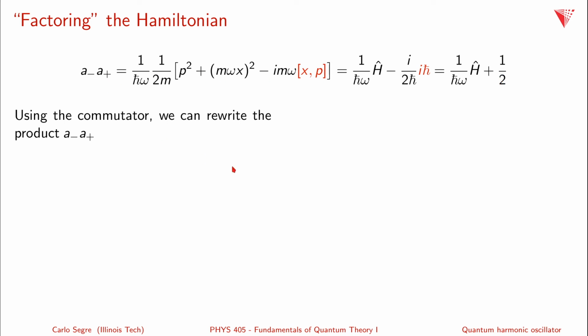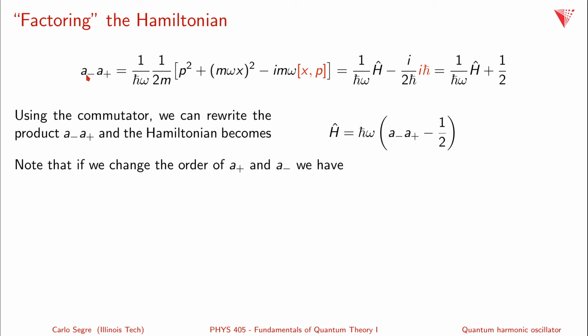So this operator now is related to the Hamiltonian, and we can now calculate what the Hamiltonian is in terms of these two operators. So the Hamiltonian then becomes h bar omega times the quantity a minus a plus minus 1/2. Now, if we know what these operators do to wave functions, then we know what the Hamiltonian will do to the wave function. And that's the basis for solving the harmonic oscillator with the algebraic method.